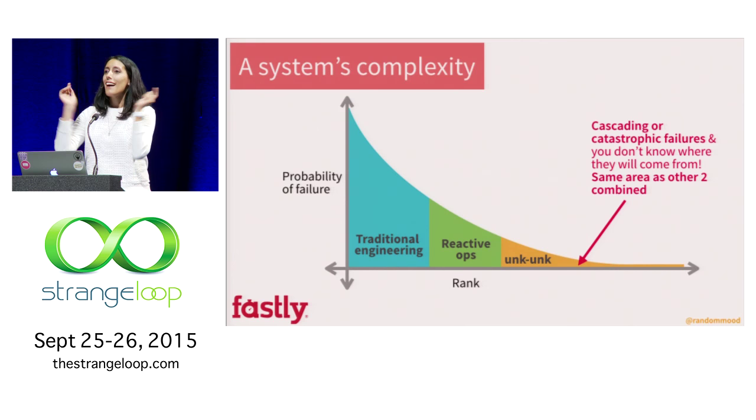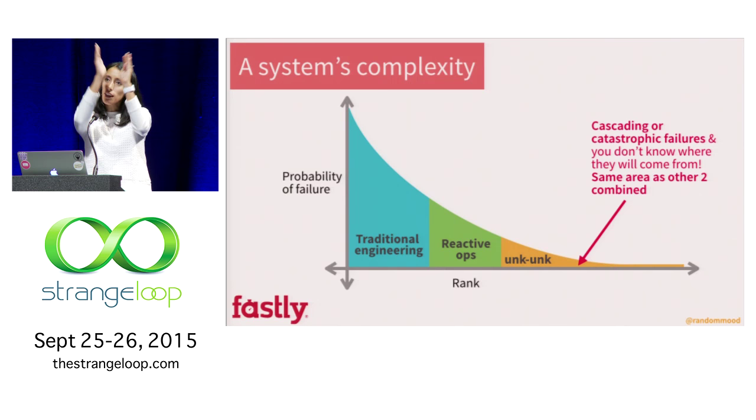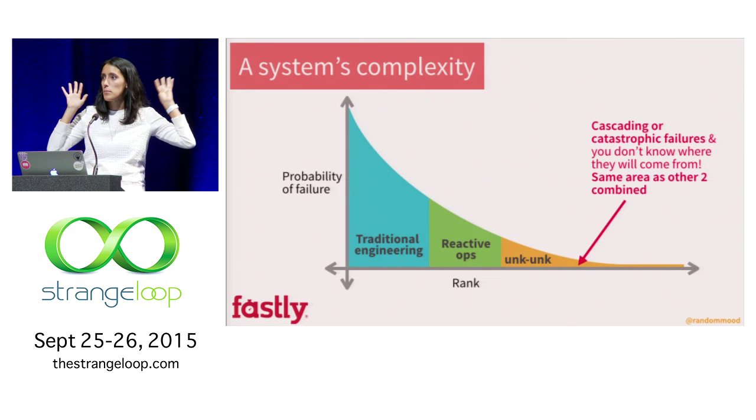Another thing that they tell us is whenever we scale, the areas under the curve start to change, and then we can truncate the front a little bit by explicitly putting some mitigations in place. But then we renormalize, and the tail starts getting fatter, and then the unk-unk begins to dominate more and more as the system starts scaling up.